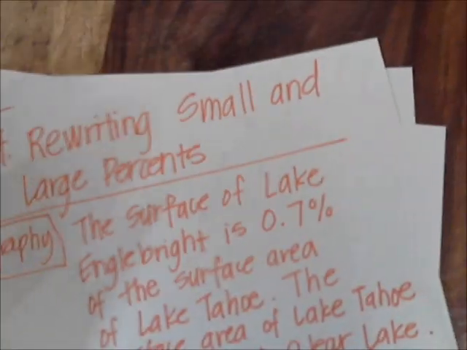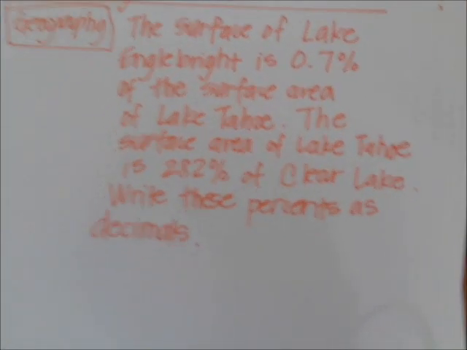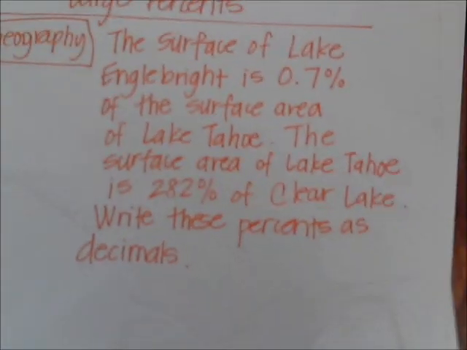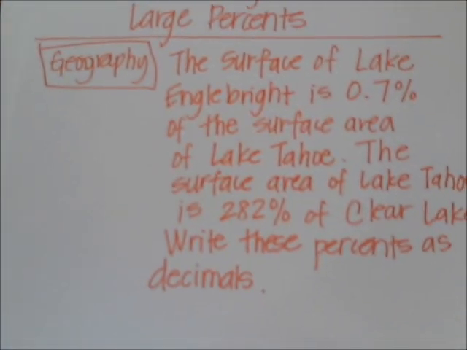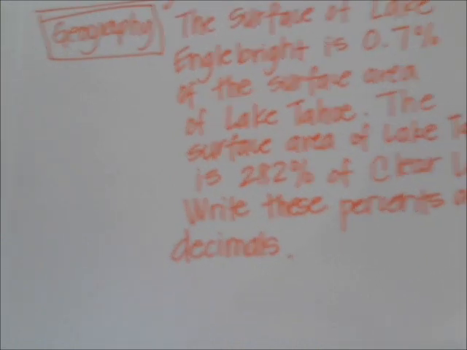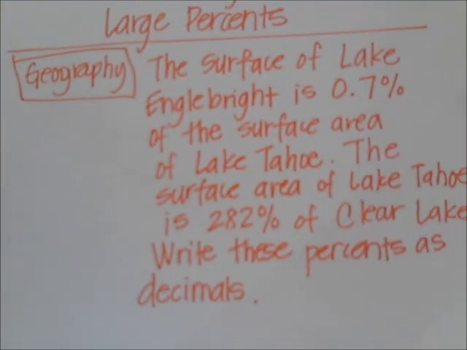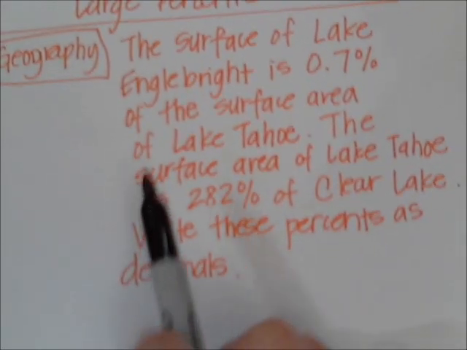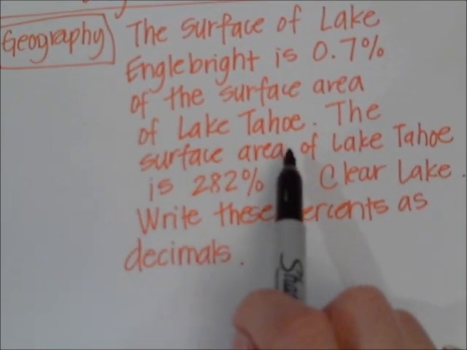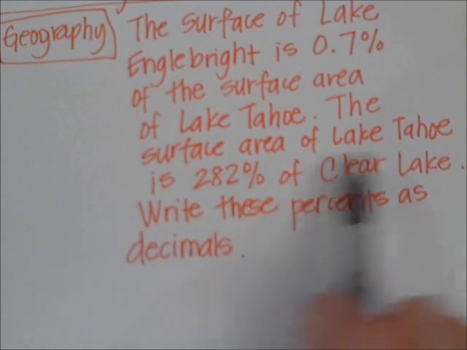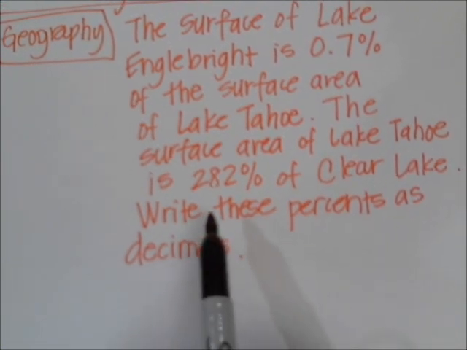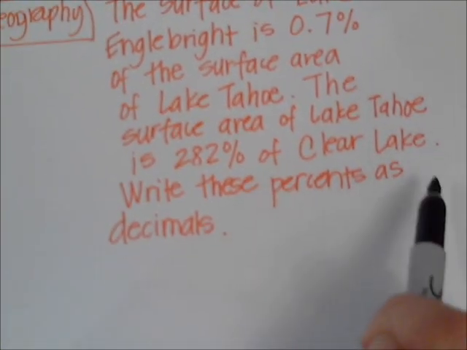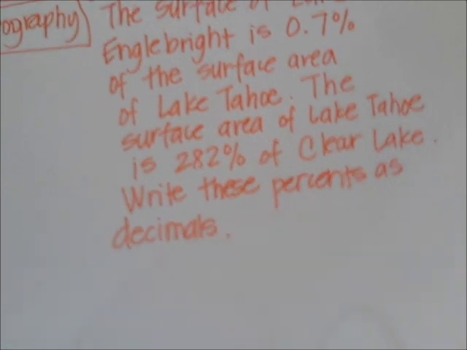So back to the lakes. We have Lake Englebright, Lake Tahoe, and Clear Lake. The surface area of Lake Englebright is 0.7% of the surface area of Lake Tahoe. The surface area of Lake Tahoe is 282% of Clear Lake. Write these percents as decimals.